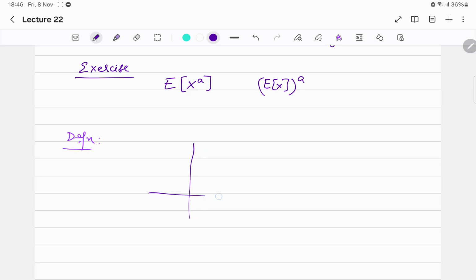So for example, maybe I'll motivate it through some simple example. So let's say you are modeling the happiness of a person. Let's say there is someone who has just 100 rupees in his pocket, and you give 10 rupees to him. So he will be somewhat happier, right?